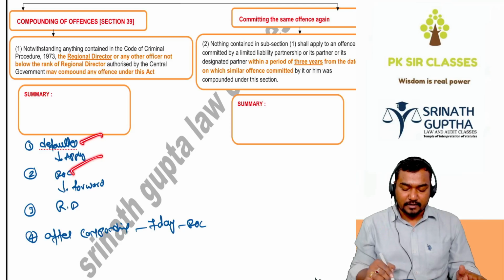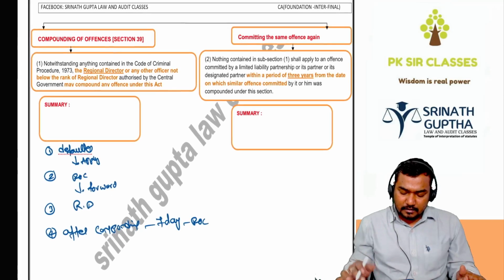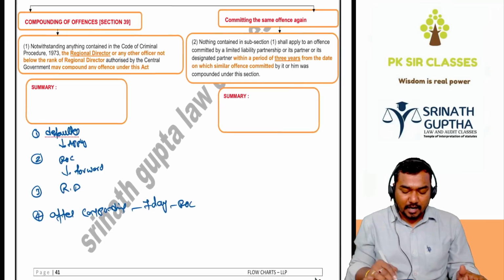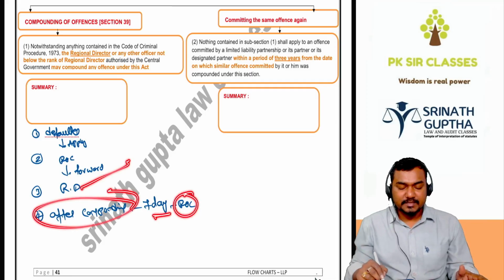The defaulter has to apply to the ROC. The ROC will forward the same application to the RD, and the RD may compound the offence. After compounding of the offence, the same thing should be filed with the ROC within 7 days.